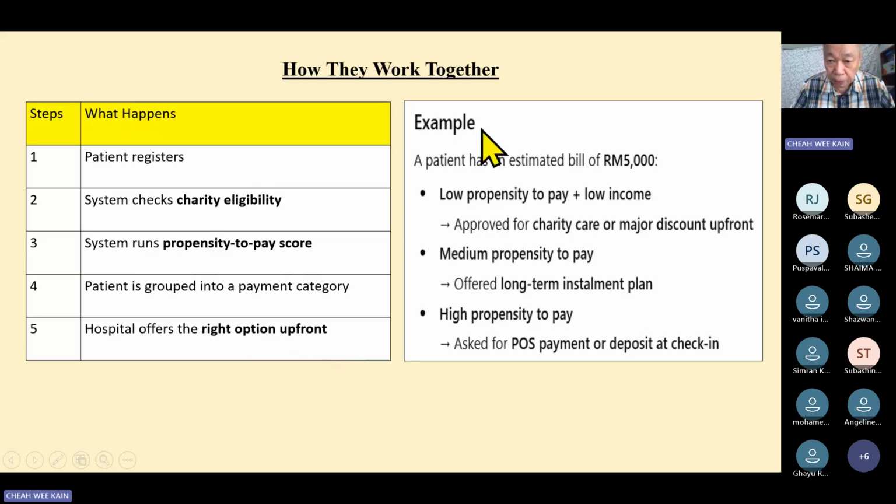For example, an estimated bill of 5K. Low propensity to pay and low income, this person is poor, so maybe they can get approved for a major discount. If it's medium, not so poor, we offer a long-term installment. If he can pay, a rich person with a Visa card. So you can see they always look for this. Sometimes they look for this too, depending on the hospital.